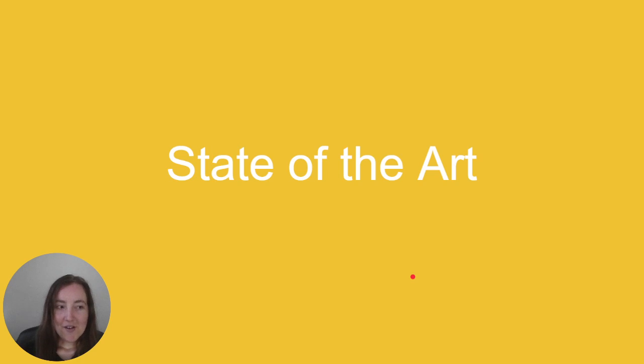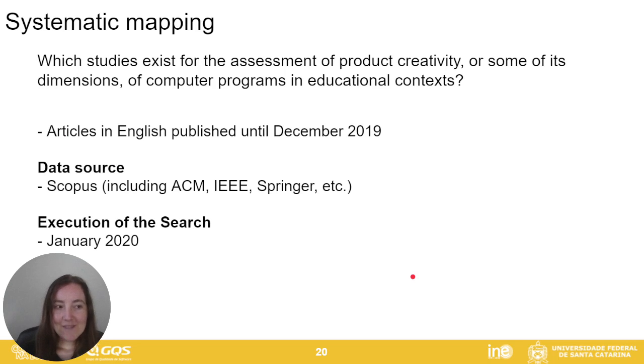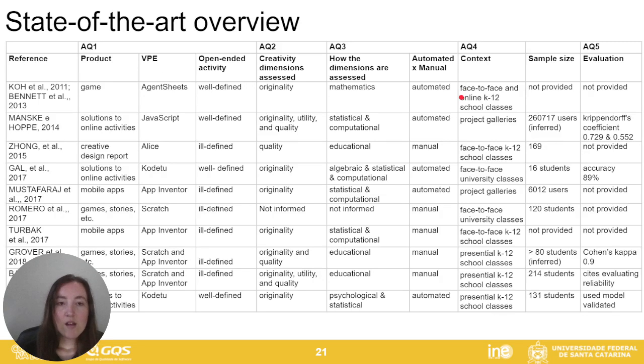So, on the state of the art, in order to identify which studies exist for the assessment of product creativity or some of its dimensions of computer program in educational contexts, we performed a systematic mapping on January 2020. We defined the research question into 5 analysis questions. Let's see the first one.